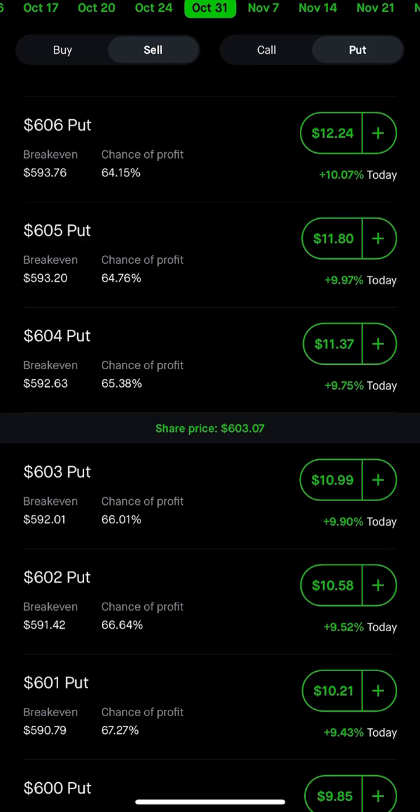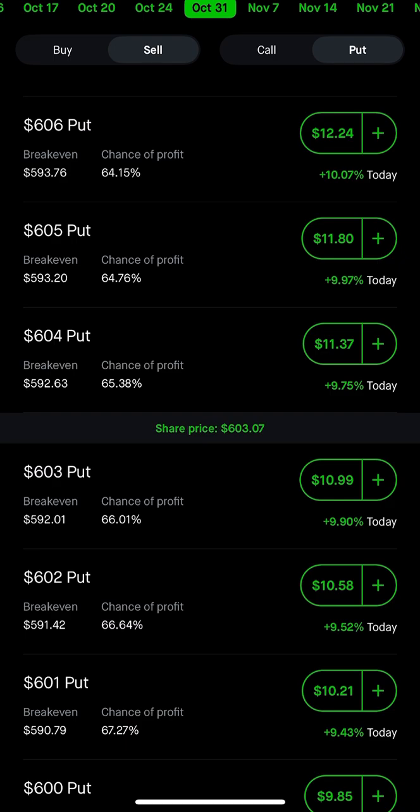Another thing that we want to go over is the concept of moneyness. So moneyness means, is it in the money? Is it out of the money? Is it at the money? So for our examples, we are going to be trading out of the money options.